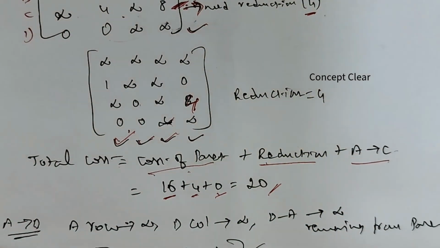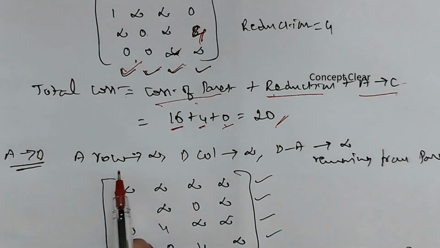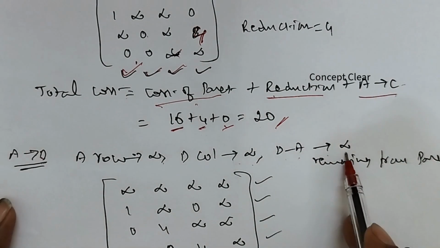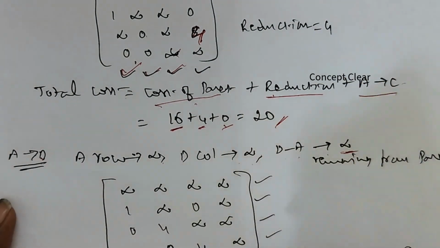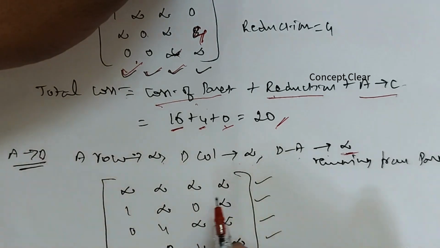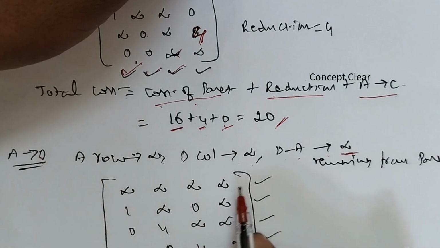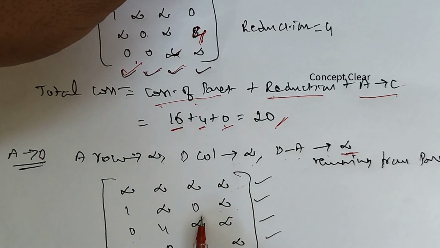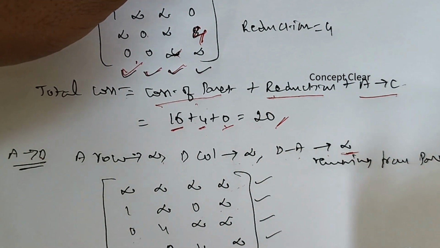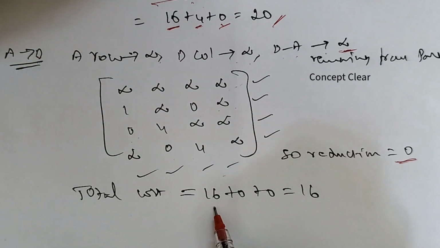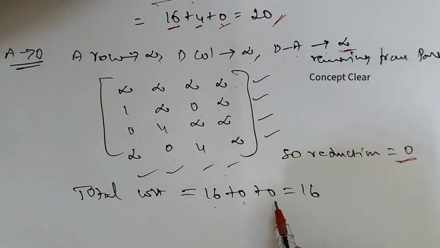What is A to D? If we are taking A to D, I have to take the A row as infinity, the D column as infinity, and the D to A path as infinity. Okay, in the same way we have to check all the rows. Our condition is satisfied: all infinities or 0. Here all infinities, here also 0, here also 0. So no reduction. Now the columns: 0 is available, 0 is available, 0 is available. Here all infinities. So the total reduction is 0. Total cost equals total cost of parent plus total reduction plus the A to D path.